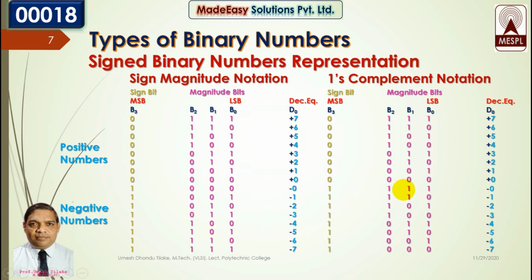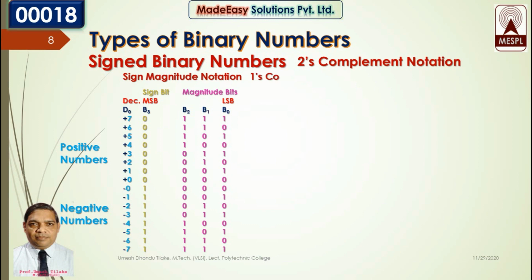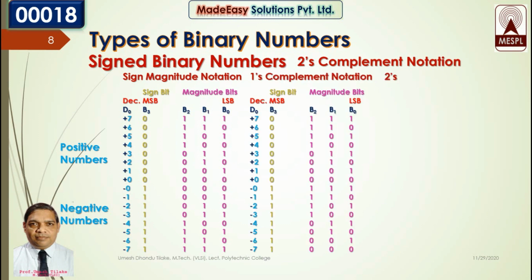Now again in 1's complement notation we are getting minus 0, which is not acceptable. Now let's represent the numbers using 2's complement notation. For comparison purposes, we will write the numbers using sign magnitude notation and 1's complement notation also. Now we will write the numbers using 2's complement notation. So again we will write the sign bit and then magnitude bits. First we will write the decimal equivalents, then MSB, LSB. Now the positive numbers represented using 2's complement notation are also similar to the positive numbers represented by 1's complement notation and sign magnitude notation. So we will directly write them down.